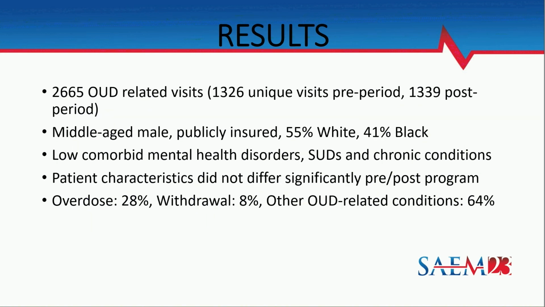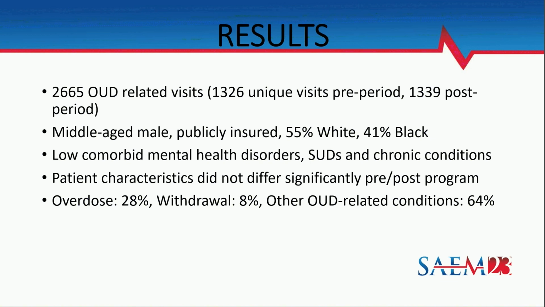So the study sample had about 2,600 OUD-related encounters, and it was pretty evenly split between before and after the program's implementation. Mostly they were middle-aged, male, publicly insured, 55% white and about 40% Black, with low comorbid mental health disorders. Also, patient characteristics, generally speaking, didn't really differ before and after the program, which is good.